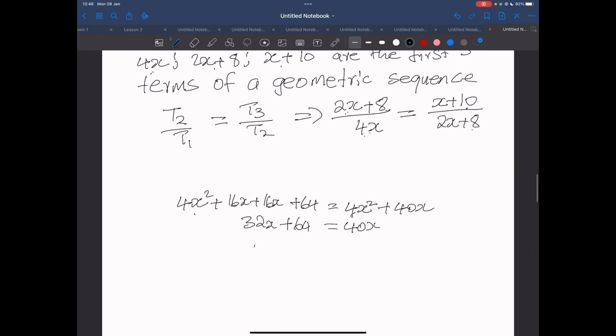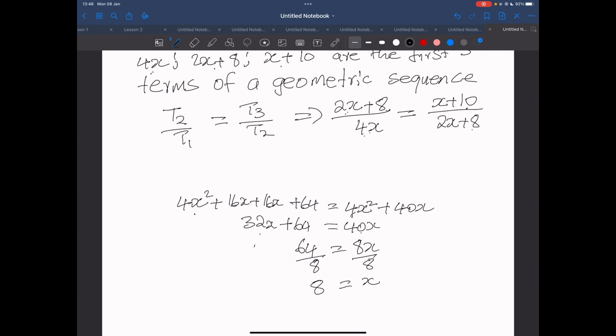So we take the 32 to the other side. So 40x minus 32x is 8x. So this equals 64. So if we divide both sides by 8, we get the value of x to be 8. So the x value is 8 there.